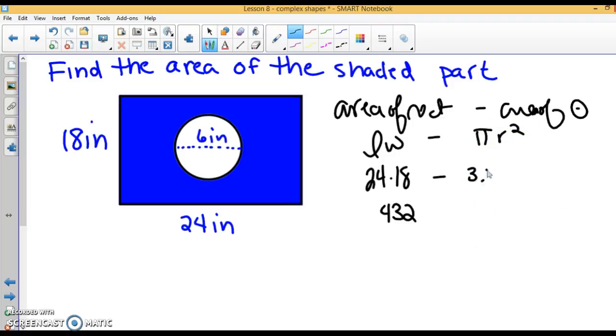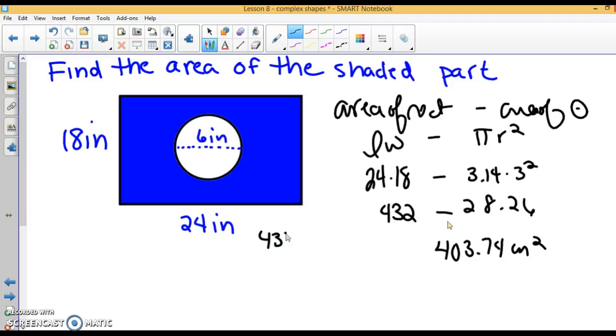Now, my circle, pi r squared. I'm going to use 3.14 for pi, and the radius of that circle is going to be 3, so the area is 28.26. Subtract that, and my area of the shaded part is 403.74 square inches. Now, if you did this exact, it would be 432 minus, if we left this, 9 pi. That is exact. This is estimate. Either way.